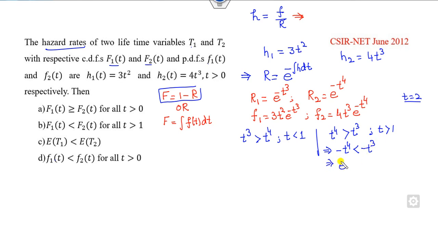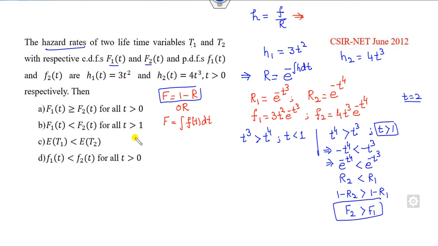What is the meaning of that? E raised to power minus t raised to power 4 is less than this. What is that? This is my R2 is less than R1. So 1 minus R2 is greater than 1 minus R1. So 1 minus R2, which is F2, is greater than F1 when t is greater than 1. So this option is correct.